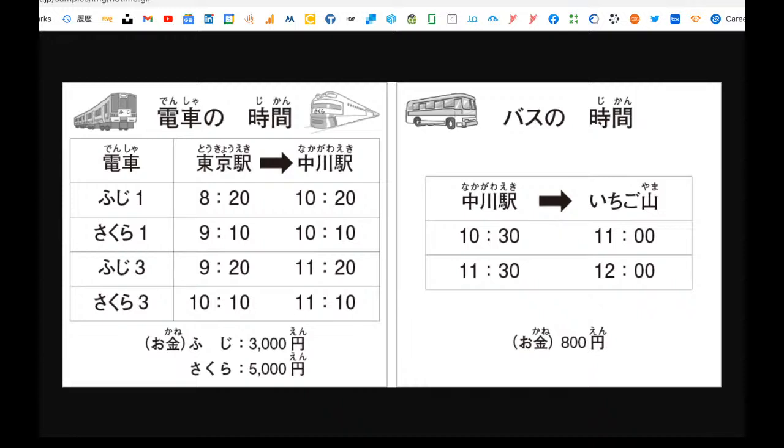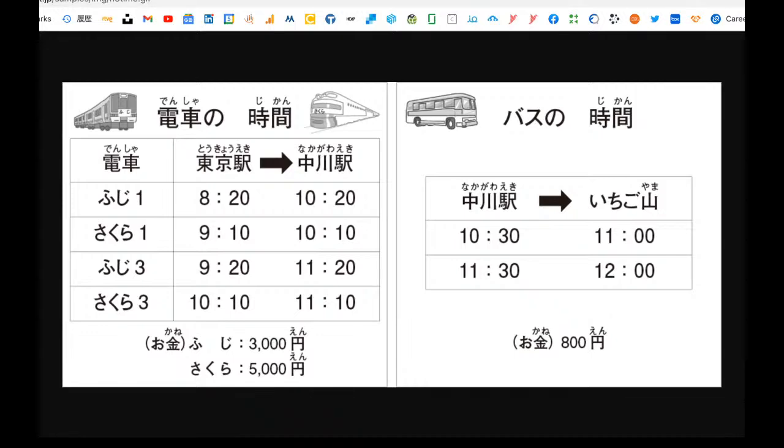So let's see, we have Fuji 1, Sakura 1, Fuji 3, Sakura 3, and then Fuji 3, Sakura 3, both pass 11 when you get to Nakagawa Eki, so we can just skip it. So let's consider Fuji 1 and Sakura 1. Fuji 1, yes, lets you be at Nakagawa Eki at 10:20 and Sakura 10:10. So both trains are available.